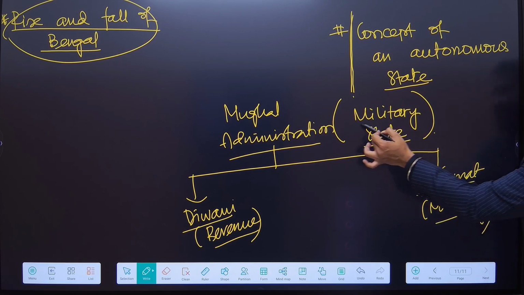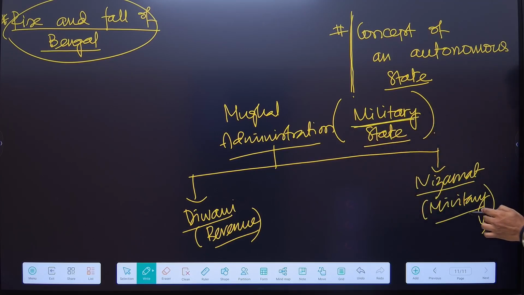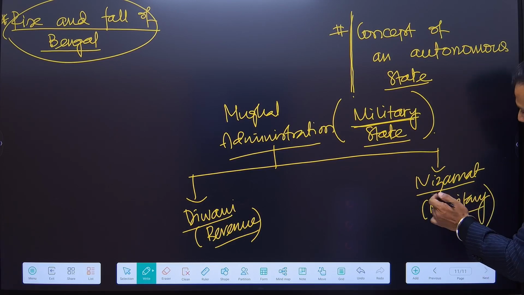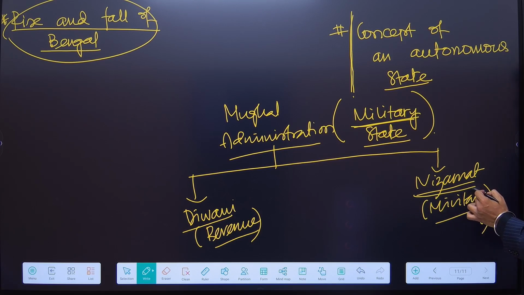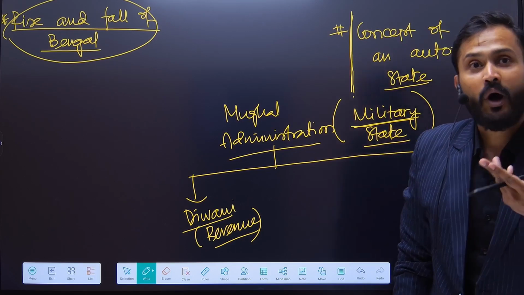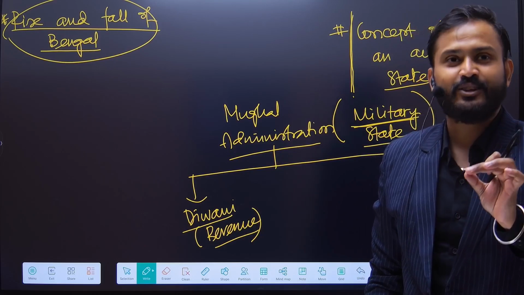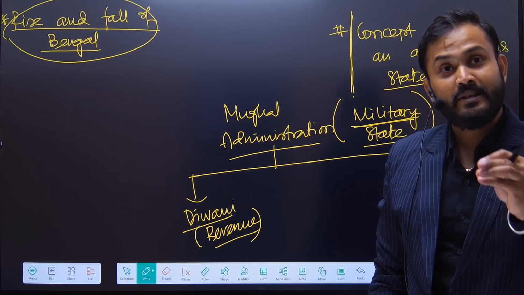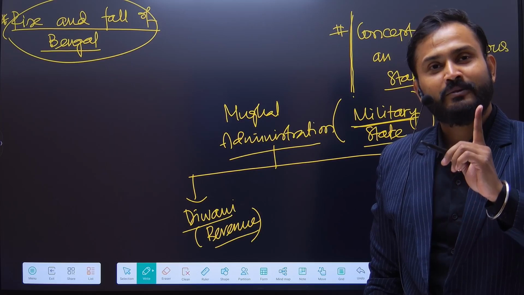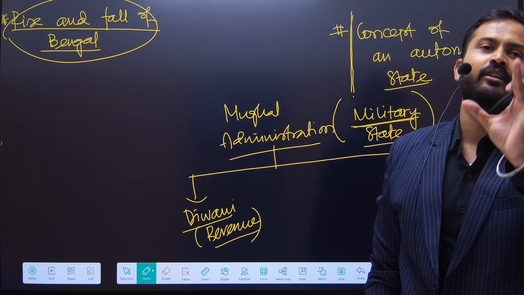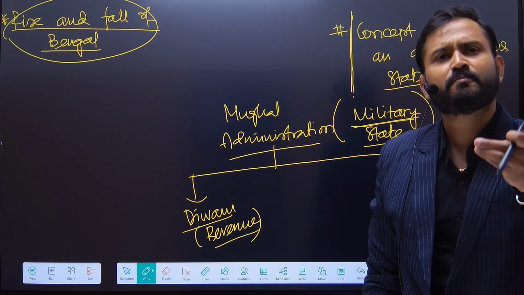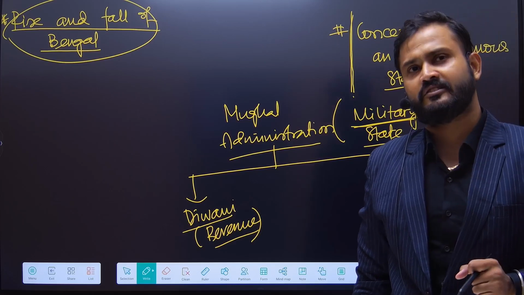And as I have explained, it is a military state. That means Nizamat will have both military and police functions. During war, it will play the role of keeping the country safe. During peacetime operations, they will maintain law and order and also dispense justice. This is the definition of a military state.